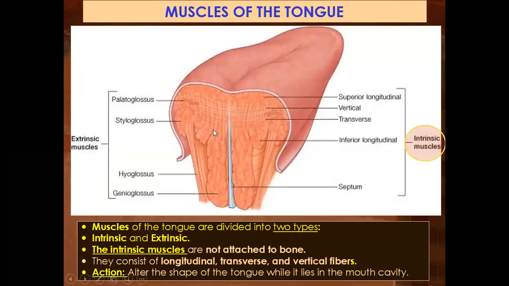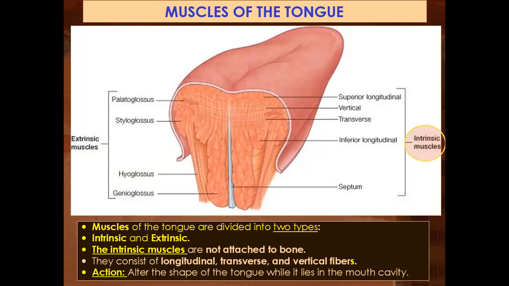So what are the muscles of the tongue? The tongue is mainly a muscular organ, there are no bones in that. Even though the muscles coming from that will be attached to some bones, the tongue itself is free of any bone and it is completely made up of muscles. The muscles of the tongue are divided into two types: intrinsic as well as extrinsic. So what do you mean by this?